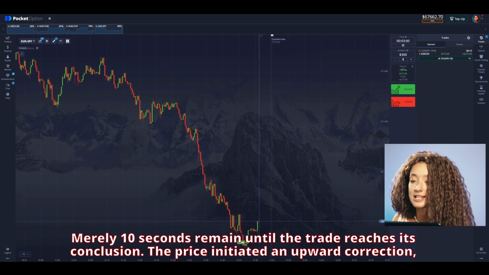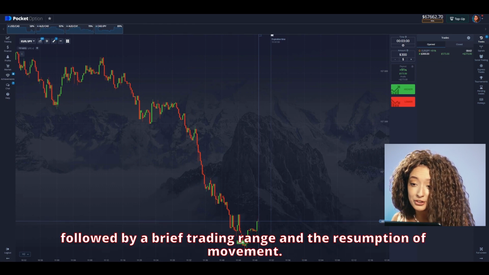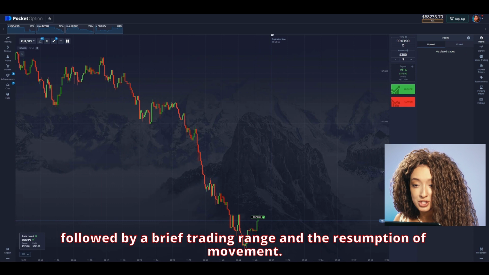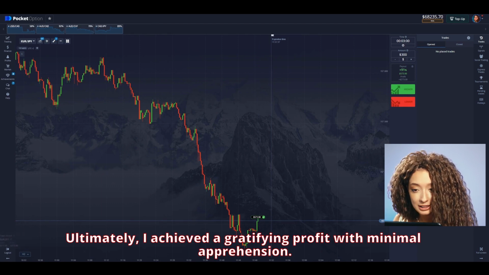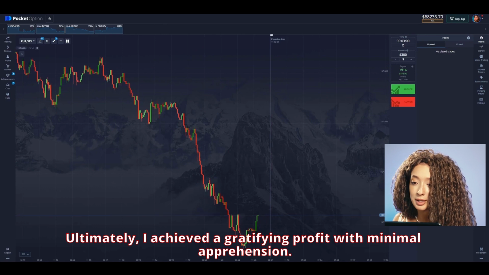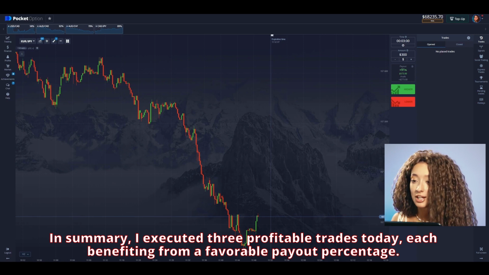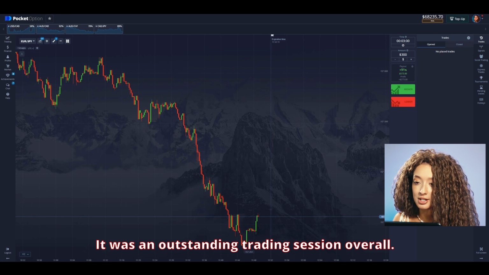Merely 30 seconds remain until the trade reaches its conclusion. The price initiated an upward correction followed by a brief trading range and the resumption of movement. Ultimately, I achieved the profit with a minimal drawdown. In summary, I executed 3 profitable trades today. Each benefits from a favorable payout percentage. It was an outstanding trading session overall.